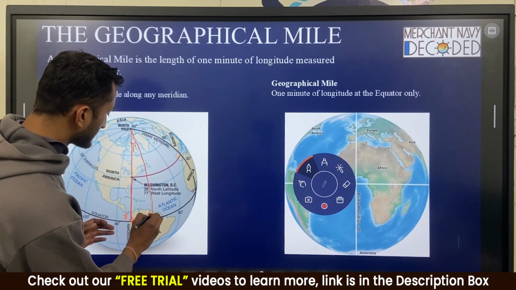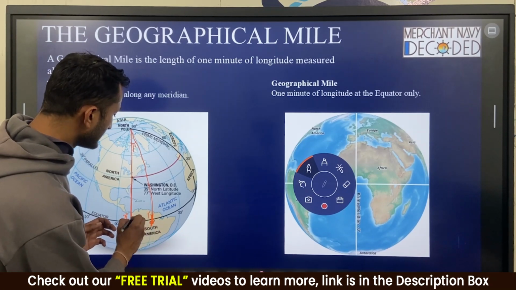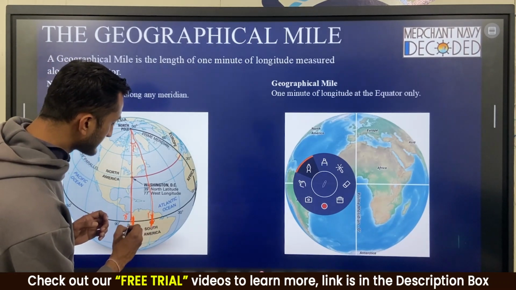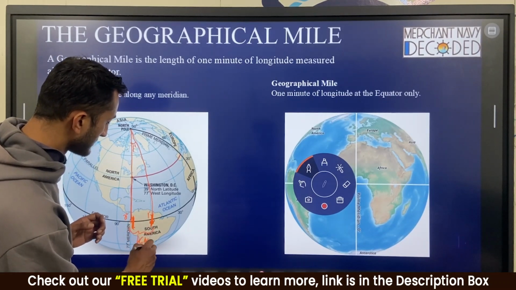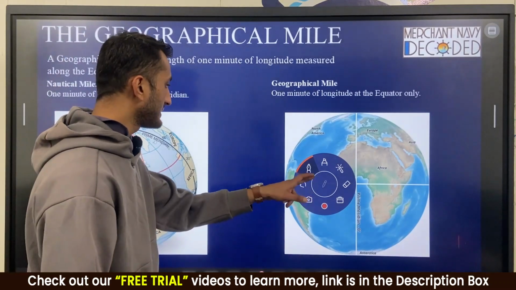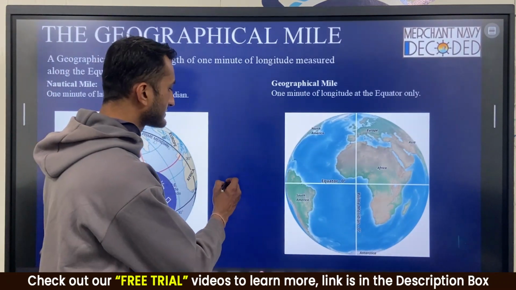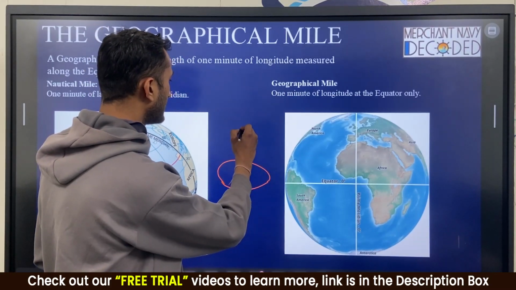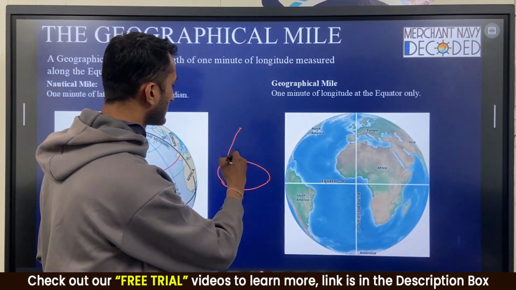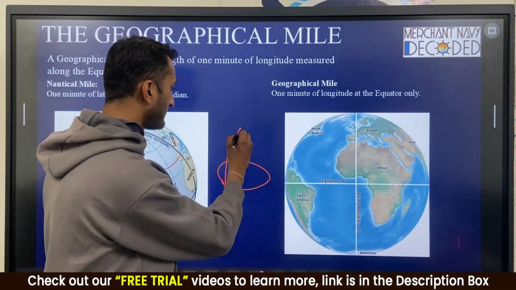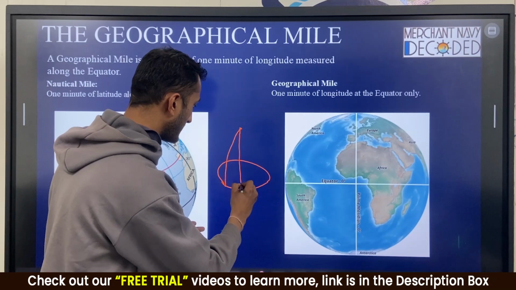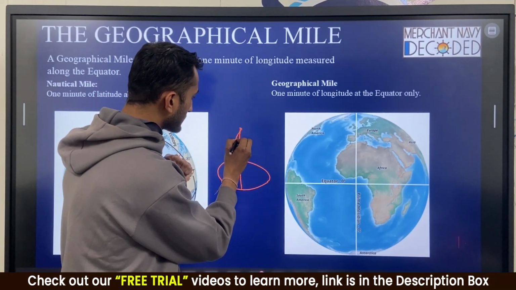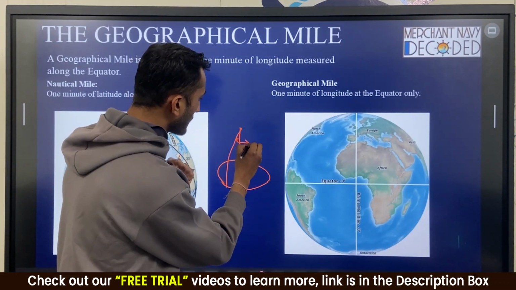So this distance at the equator, one part of the equator, this distance is 1 geographical mile. If I have to keep it very easy for you, let this be the equator and this be the pole. I brought down one longitude, I brought down another longitude. Let us consider the angle over here between the two longitude. The angle between the two longitude is 1 minute.